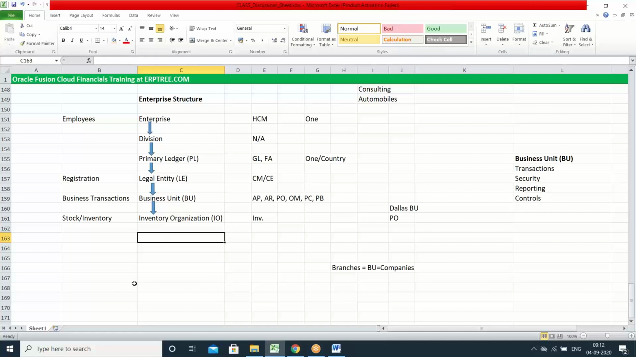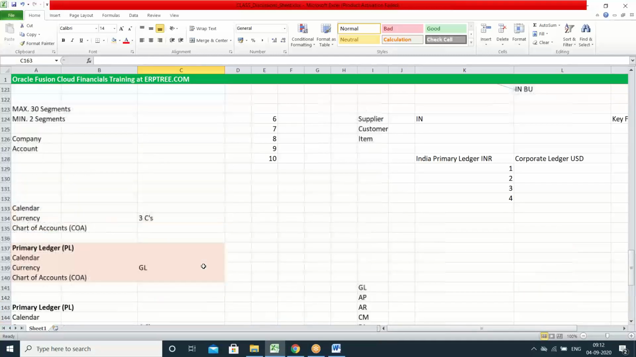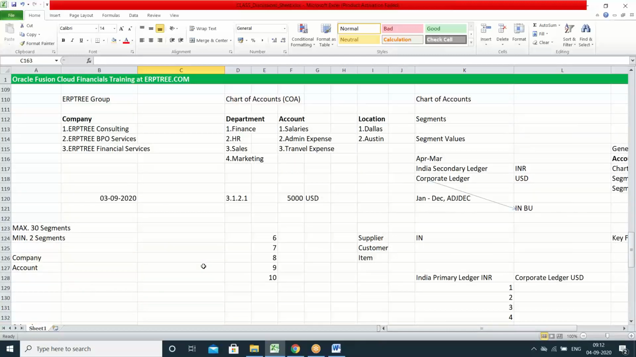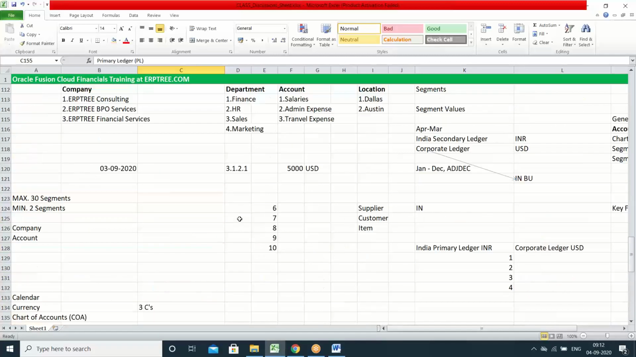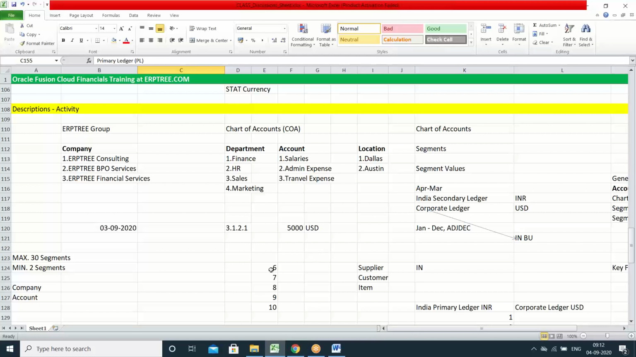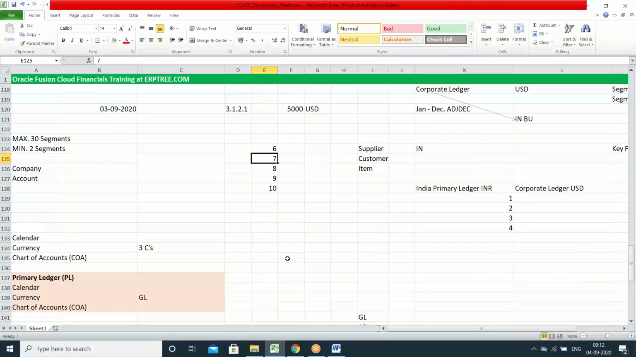Okay, done. Now let's talk about our chart of accounts also, to add some additional points to that. So in the last session we discussed chart of accounts. As part of enterprise we'll have a primary ledger. Within the primary ledger we need a chart of accounts. In reality, a chart of accounts will have segments like 6, 7, 8, 9. So we can have segments like this.